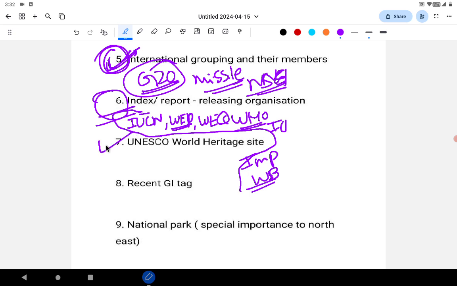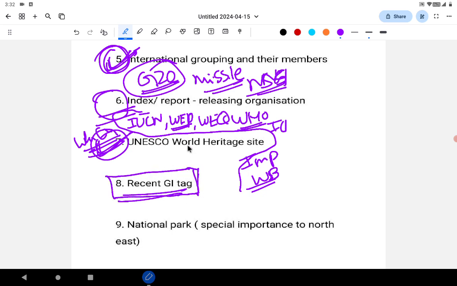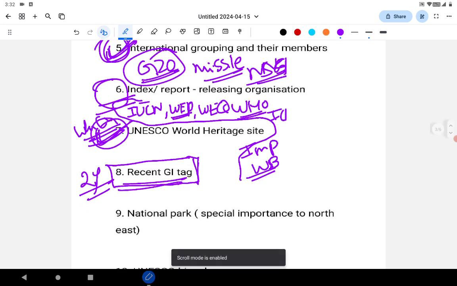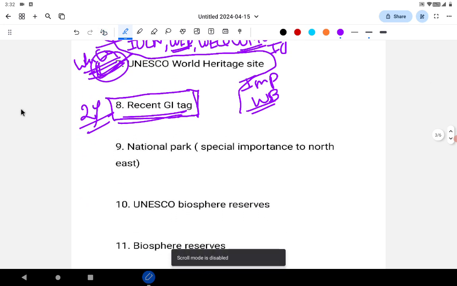Next is UNESCO World Heritage Sites, and in which state they are present. Just remember that. Next is recent GI tags. It is not necessary to study the GI tags published say a decade back. Just concentrate on the last 1 or 2 years of recent GI tags published, and who gives the GI tag. I think there is one important act or treaty regarding this.